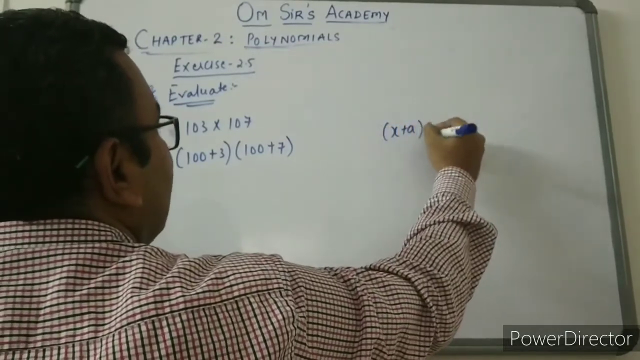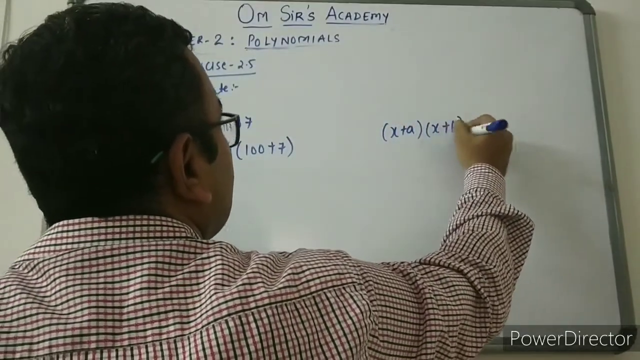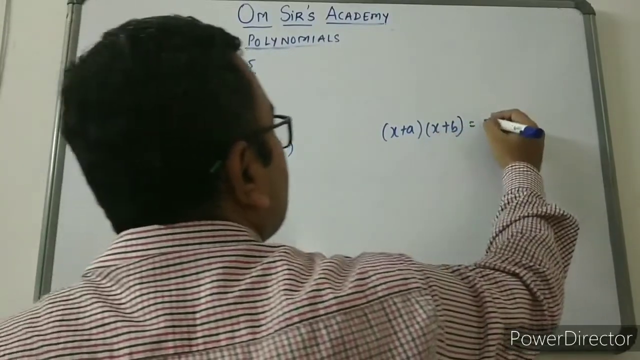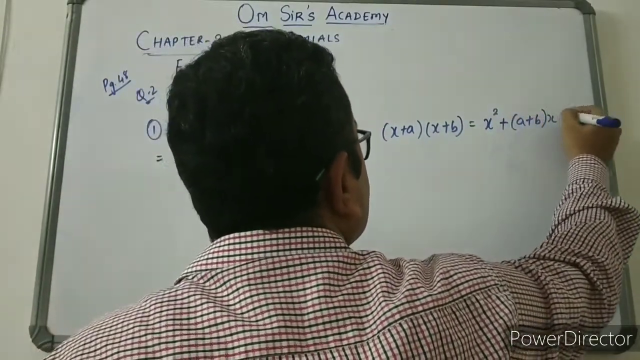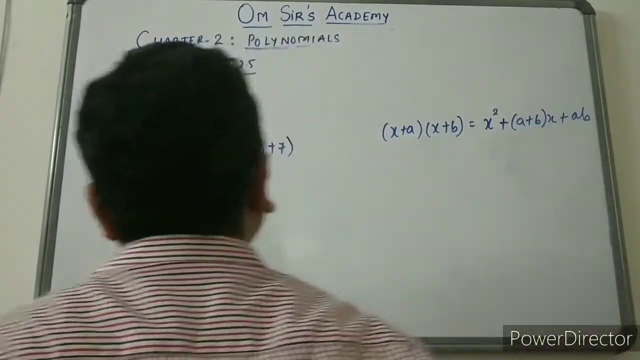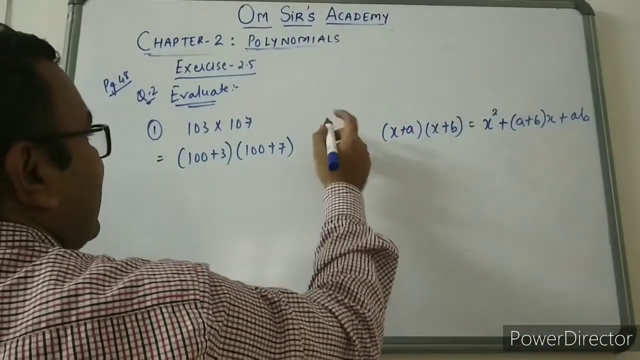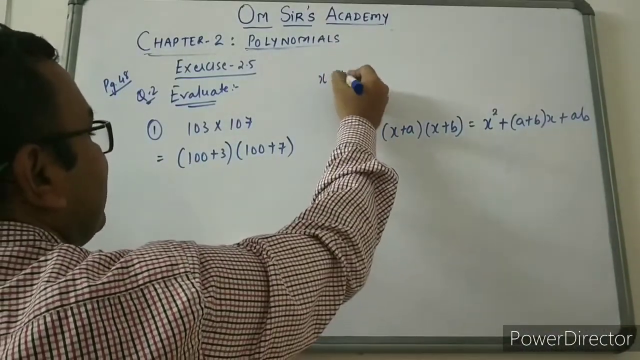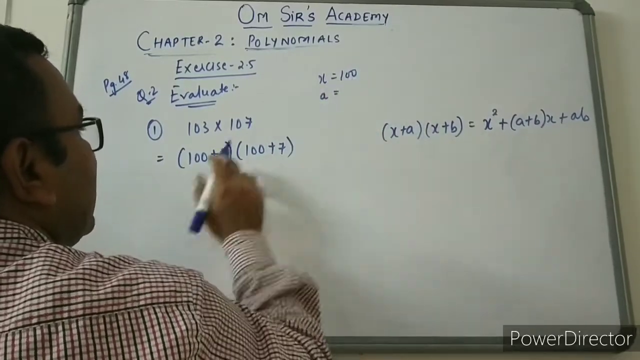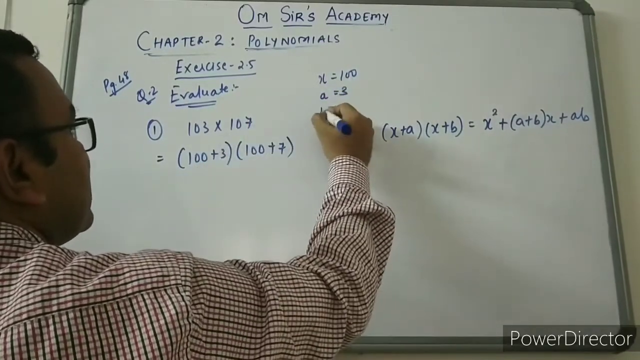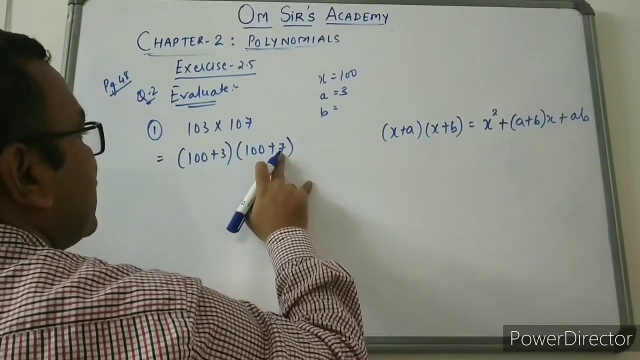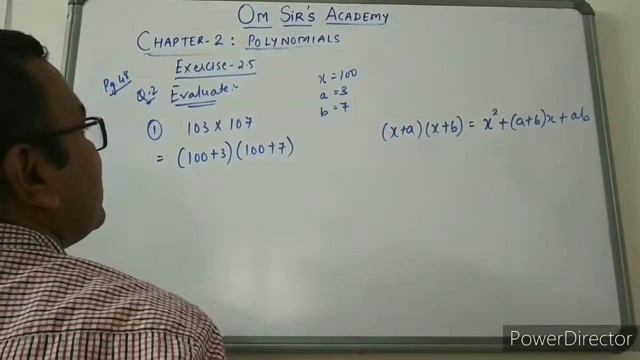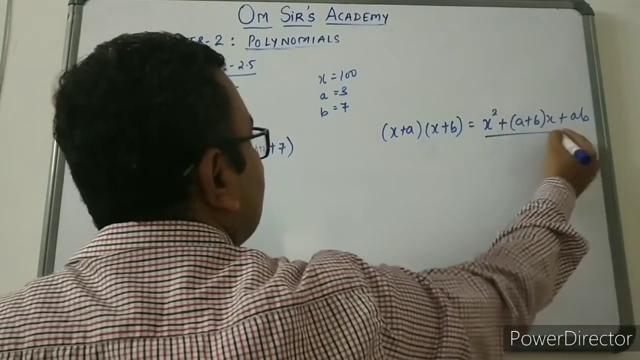So it is in the form of x plus a into x plus b. This identity we will be using. So it will be x square plus a plus b into x plus ab. So here instead of x, what am I taking? Instead of x I am taking 100. Instead of a I am taking 3. Instead of b, what am I taking? 7. So solution will be in this form.